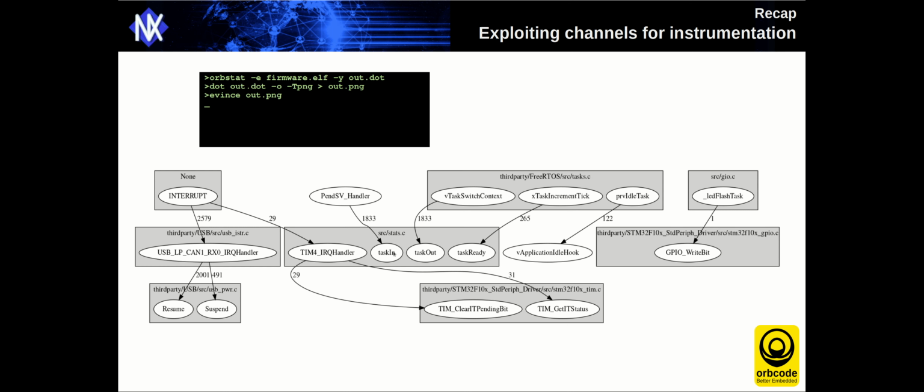You can actually use this to reconstruct the structure of a program flow, how many times the task switch context called into task out, for example, how many times we responded to an interrupt for either the USB or for the timer. And you can very, very quickly get an idea of exactly where my program is spending its time. And there are multiple views of this.